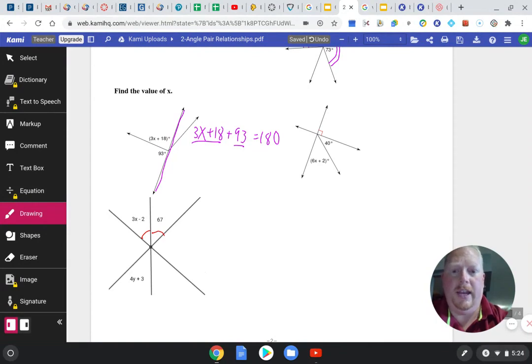Let's find our like terms. Subtract the 111. Divide by 3. And you get x equals 23.